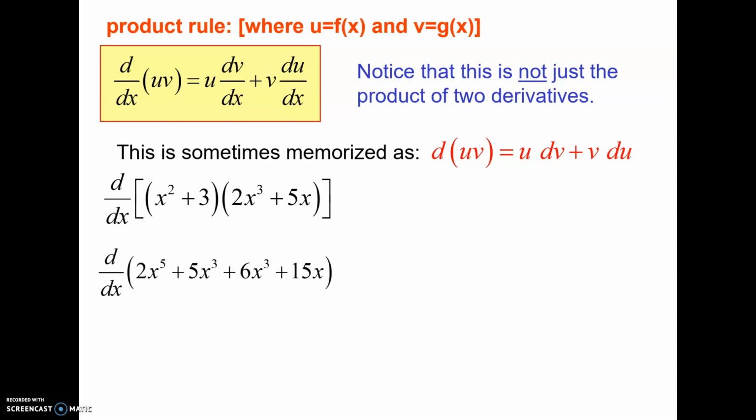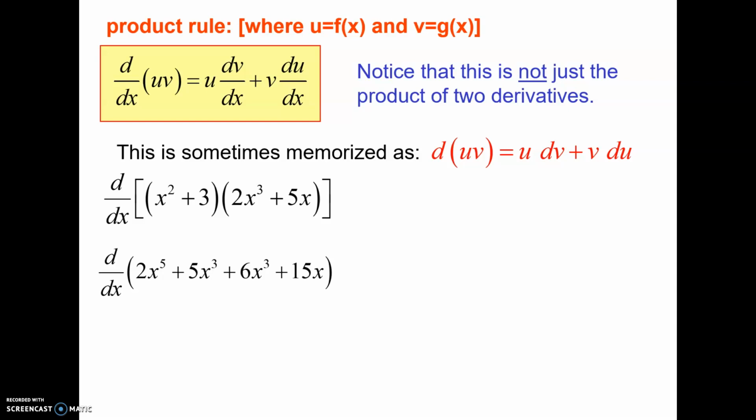Let's actually distribute here first. If I distribute x squared times 2x to the third, I get 2x to the fifth. X squared times 5x, we get 5x to the third. 3 times 2x cubed gives us 6x cubed. And 3 times 5x equals 15x. So here I just FOILed, or did a double distribution, of the two binomials.